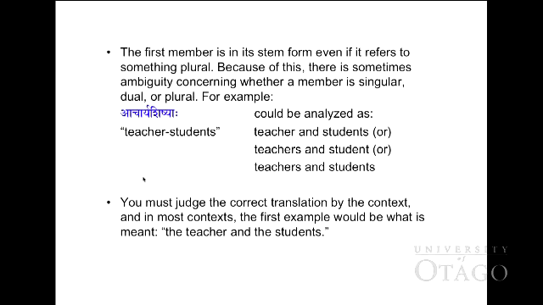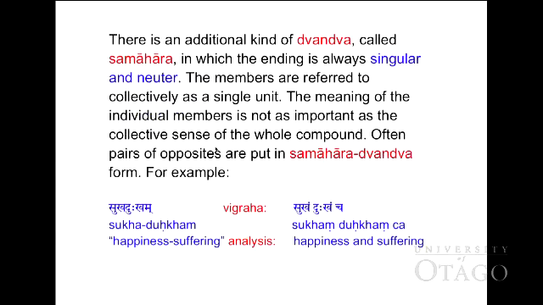So you must judge the correct translation by the context. And in most contexts, the first example would be what is meant, the teacher and the students. So this is the ambiguity when you translate the Dwandwa compound. There is an additional kind of Dwandwa we call Samahara, in which the ending is always singular and neuter. Mark here, Samahara always singular and neuter.